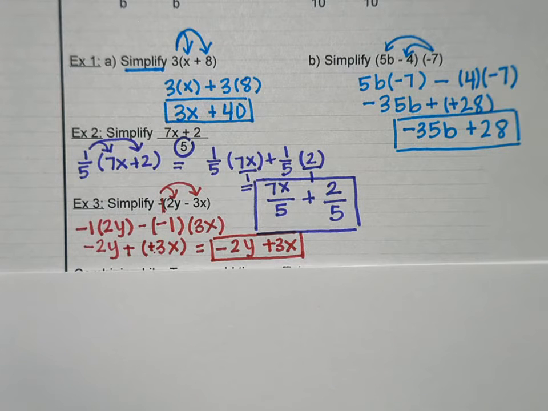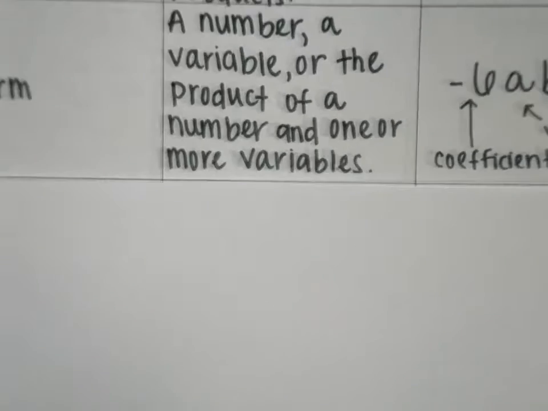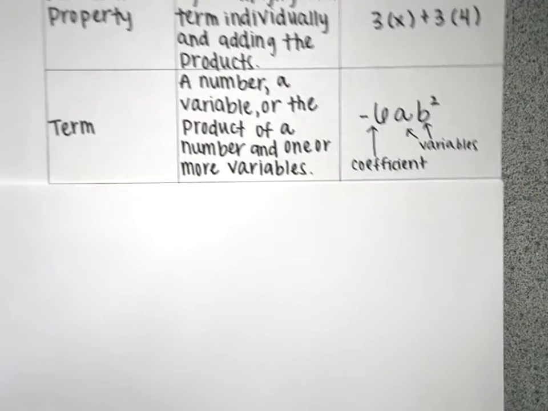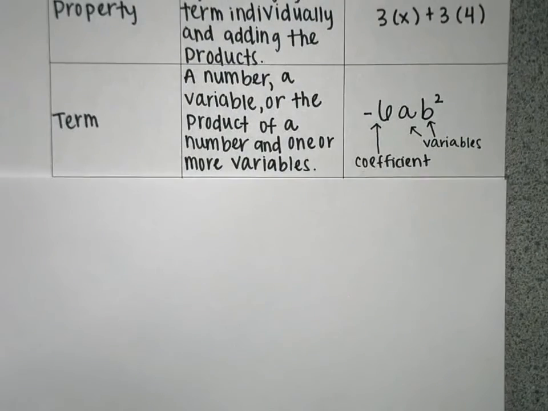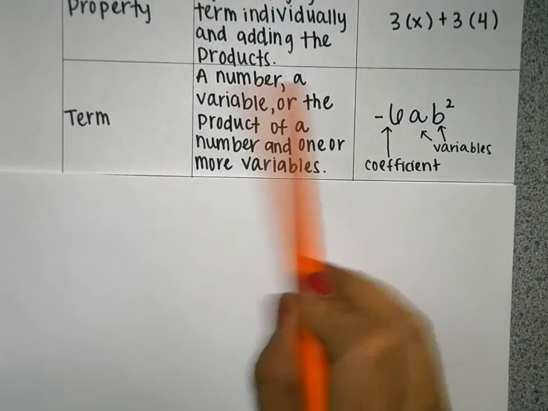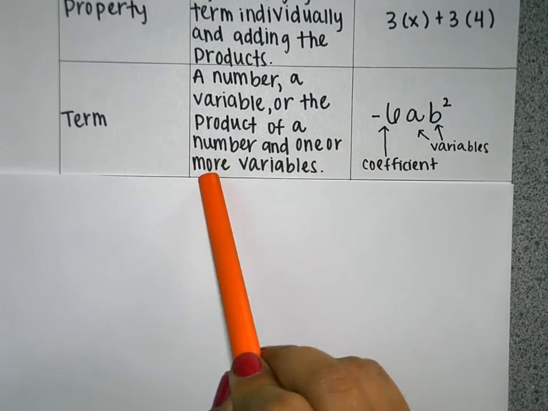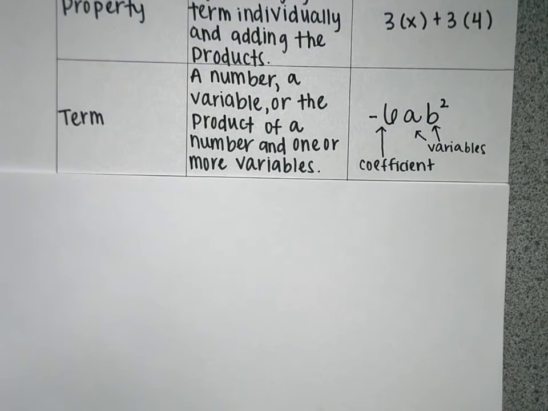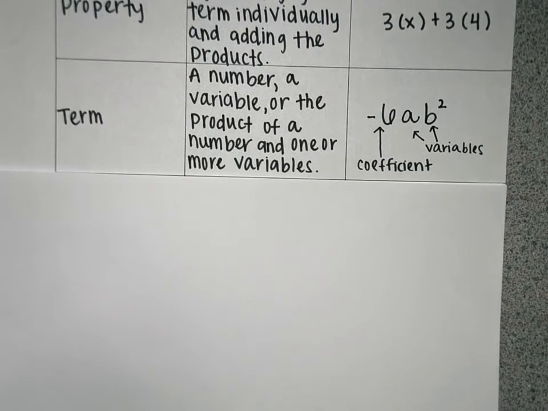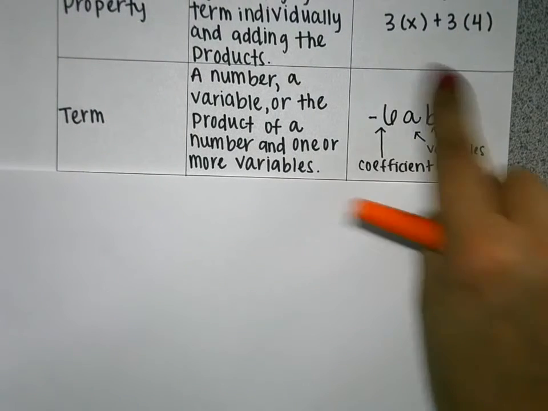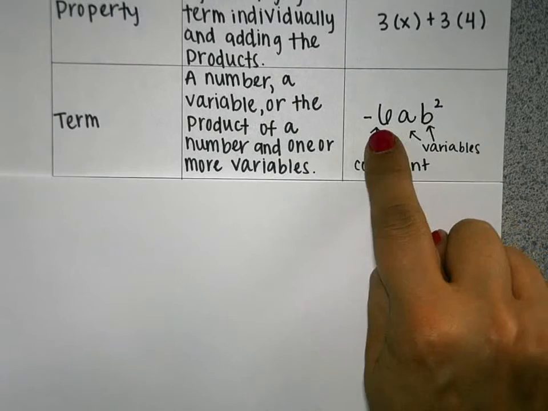So let's talk about terms and like terms and what I mean by those two things. So in your vocabulary page, we're going to add another vocabulary word called a term. A term is a number, a variable, or the product of a number and one or more variables. So a term in an equation or an expression is pretty much anything in between the operations, addition or subtraction.